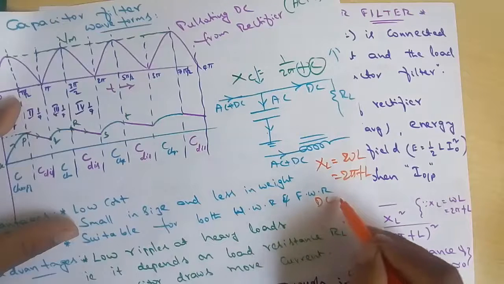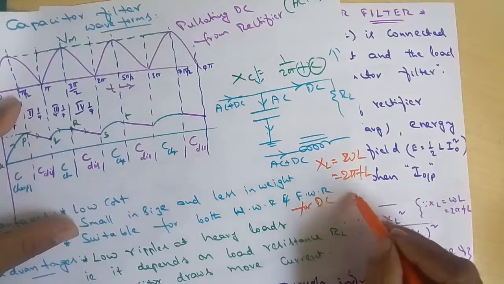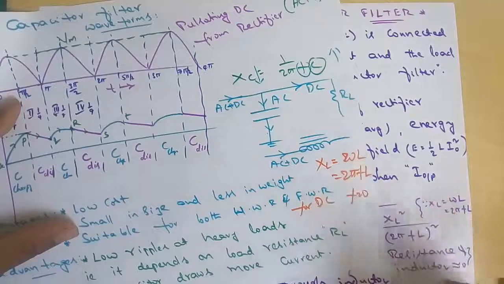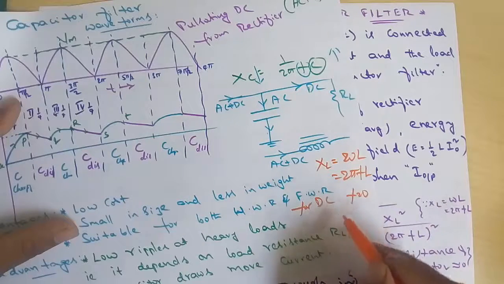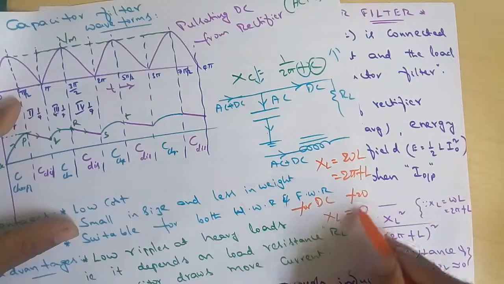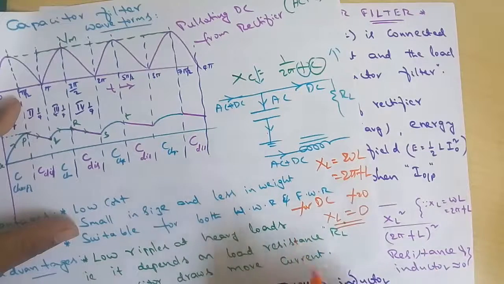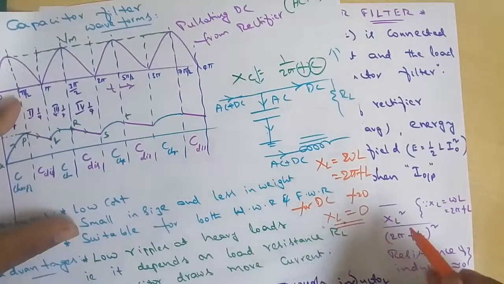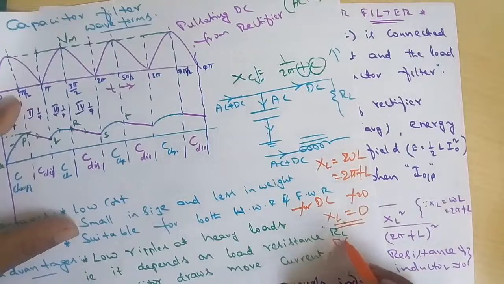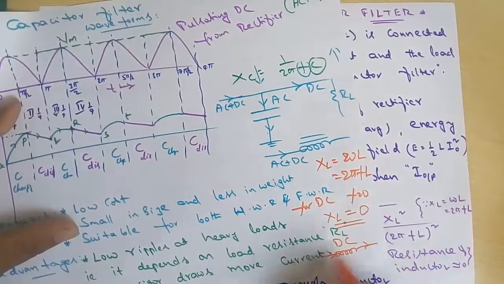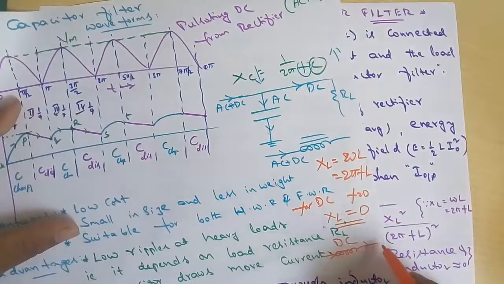So for DC, what happened? For DC there is no frequency. DC has no frequency, right? So XL becomes 0. If XL becomes 0, what is the meaning? There is no reactance, no opposing force for DC. If there is no opposing force, then DC is allowed by the inductor from the input terminal to the output terminal. That's why DC is flowing.